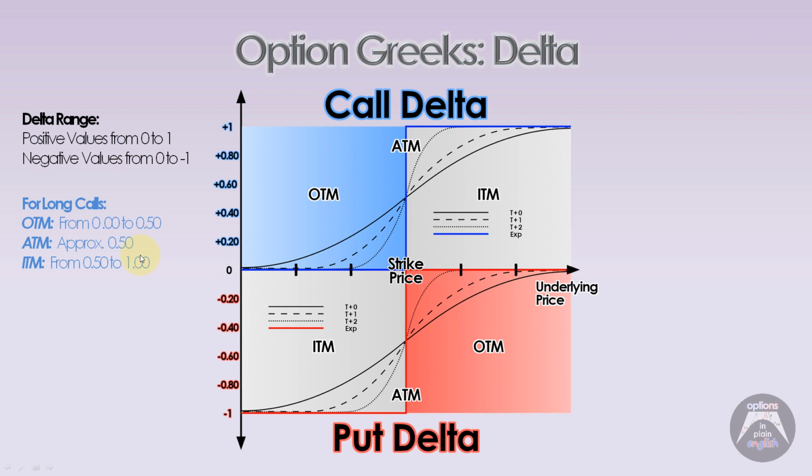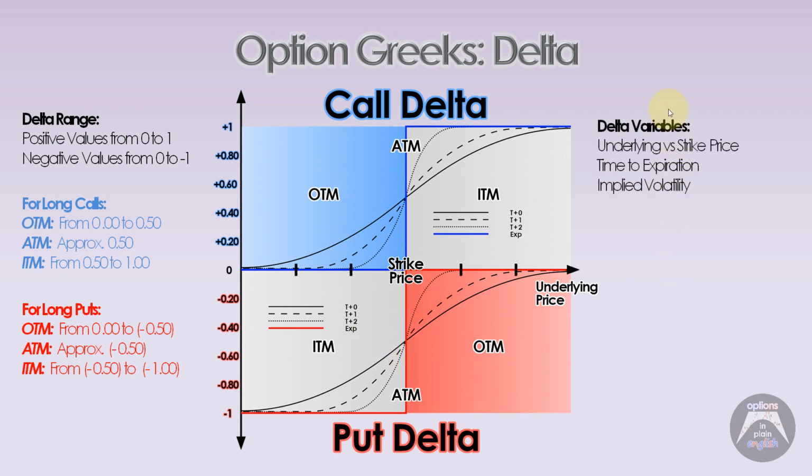Now, continuing here, for long puts, the out of the money here are going to range from 0 to minus 0.50, and at the money it's going to be minus 0.50, and then in the money are going to go from minus 0.50 to -1. Okay, calls in a very clear way are the exact opposite of puts.